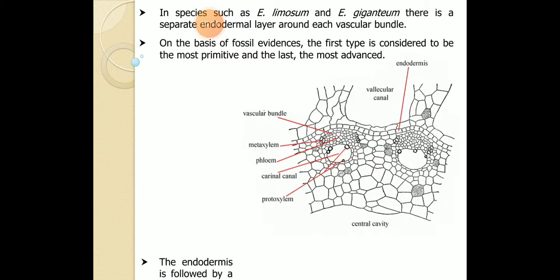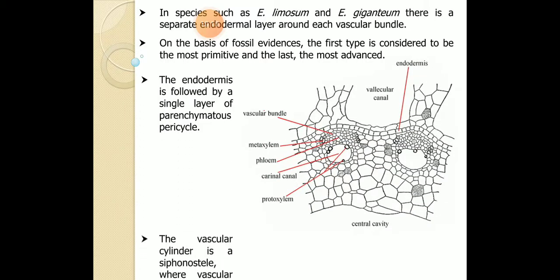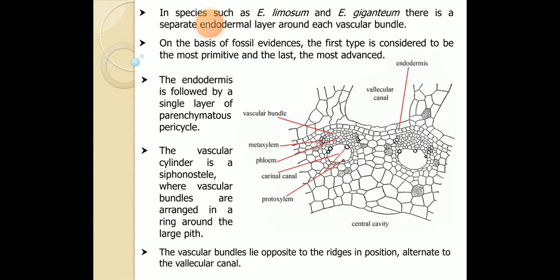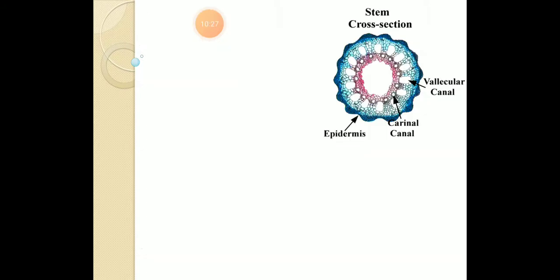So like that, these regions vary. And sometimes in Equisetum giganteum, there is a separate endodermal layer around each vascular bundle. There are 3-4 different types of endodermis in the stelar region, that is, the vascular bundle region. Sometimes they are primitive, sometimes advanced. Usually a siphonostele is present. All pteridophytes have a stelar region, and a siphonostele is present in the Equisetum stem.